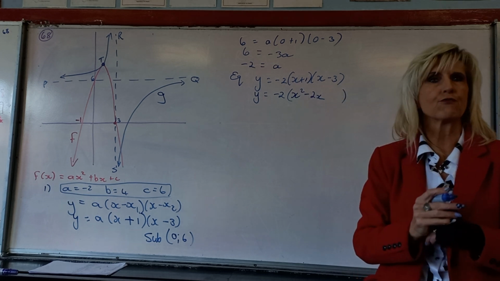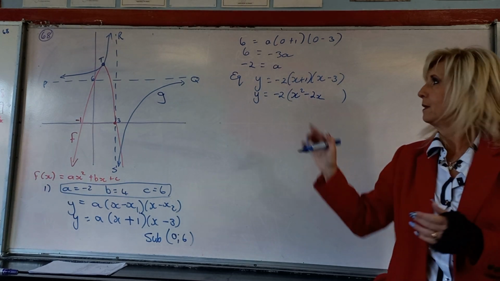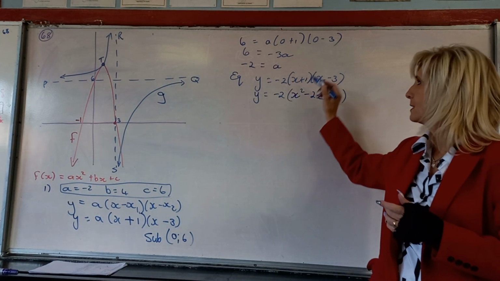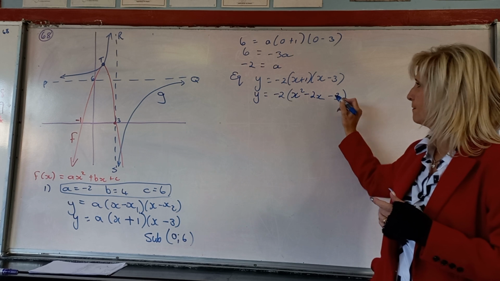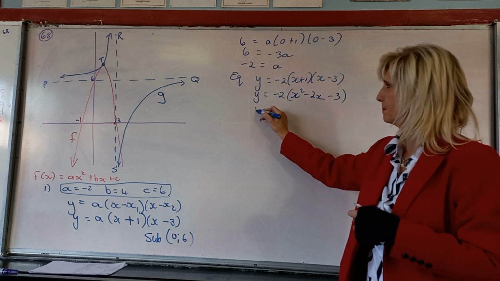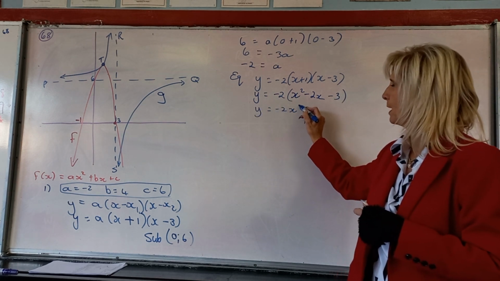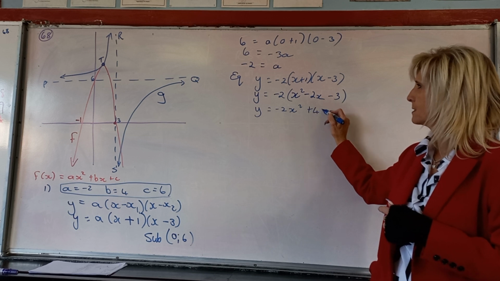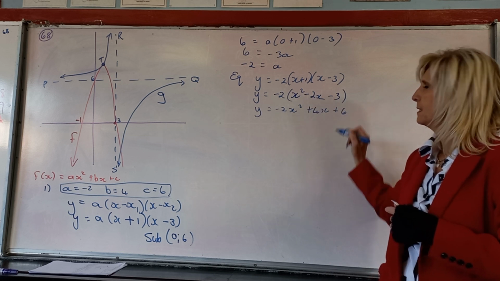If you want to first write that, please do. Plus 1x and minus 3x. Plus times a minus is a negative 3. Now timesing it out: negative 2x squared plus 4x and plus 6.